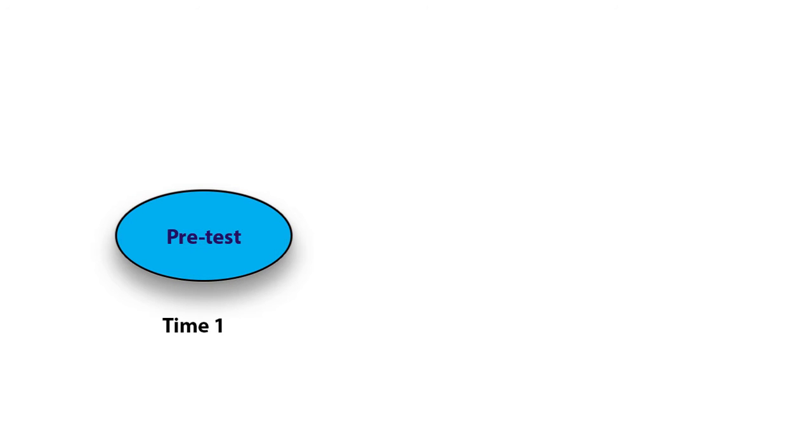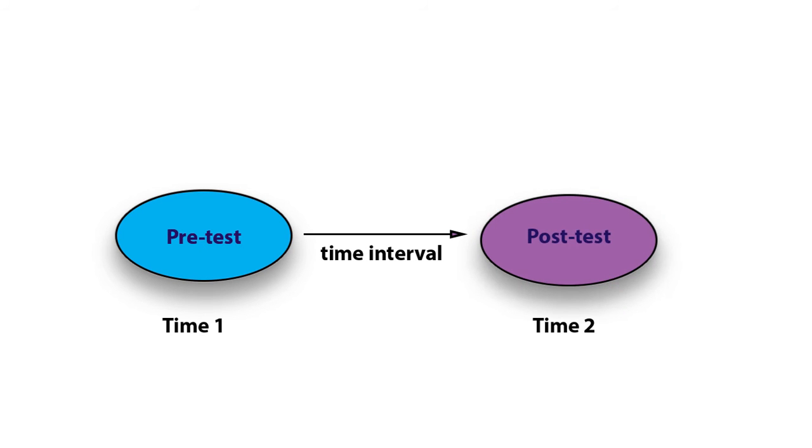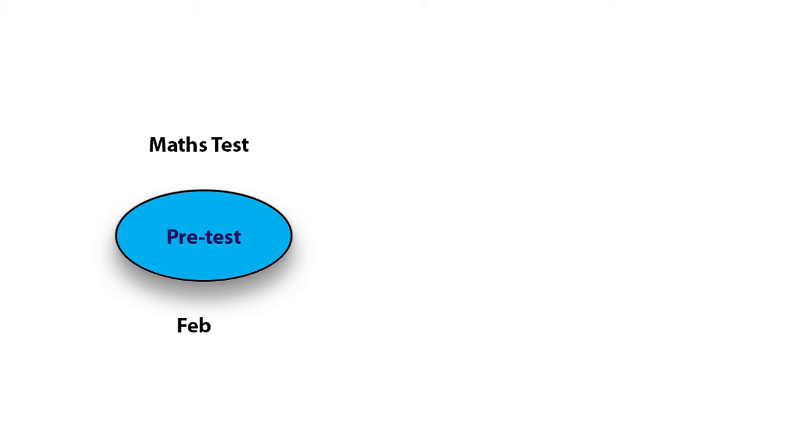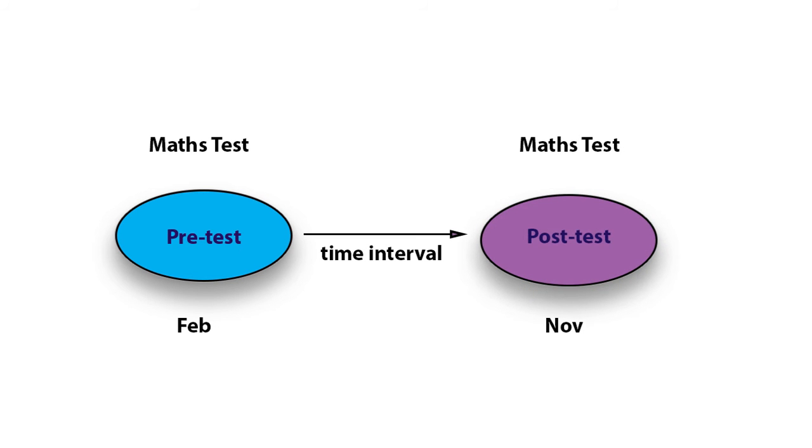I'll talk about 3 possible ways of proceeding, with a focus on the advantages and disadvantages of each. The first method is to use the same test before and after the period. For example, we might use a mathematics test in February as a pre-test, and exactly the same test in November as a post-test.